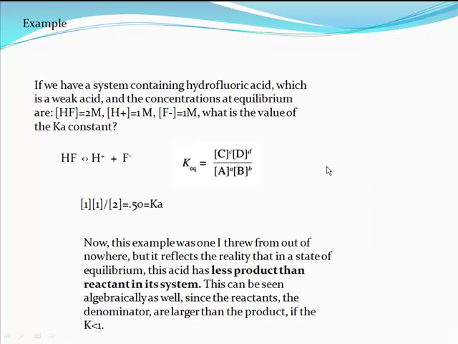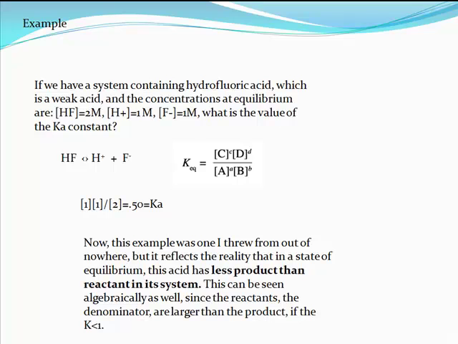Okay. So if we have a system containing hydrofluoric acid, which is a weak acid, and all that means is that this system will have equilibrium going on. So the concentrations at equilibrium are observed to be 2 molar for the acid, 1 molar for the hydrogen ion, and 1 molar for the fluoride ion. So these ions are the products.